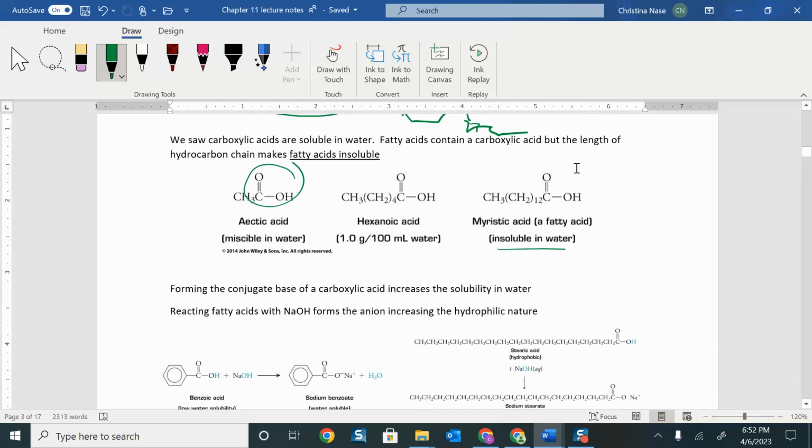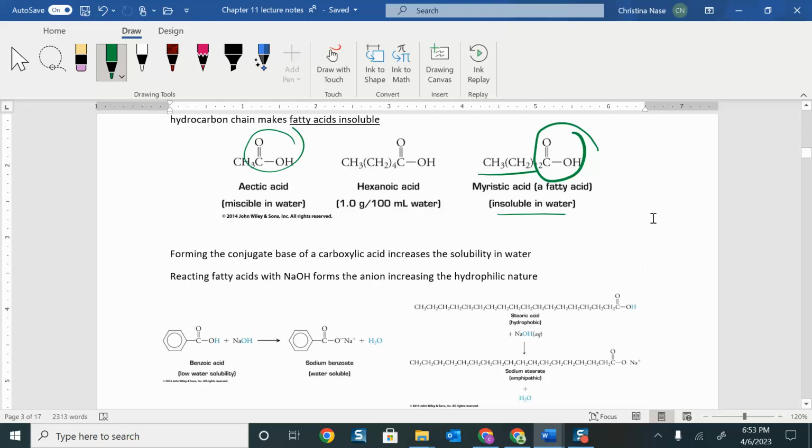So one thing that you can do to make this a little bit more soluble is to look at this head group. So again, this is our polar head group, and then that's our nonpolar tail. If we can make this polar head group actually ionic, if we could react this, it's an acid, right? This is a carboxylic acid. If I react that with a base, I have a quick little acid-base reaction happening here, and I can turn this carboxylic acid into its conjugate base, and that conjugate base will be ionic.